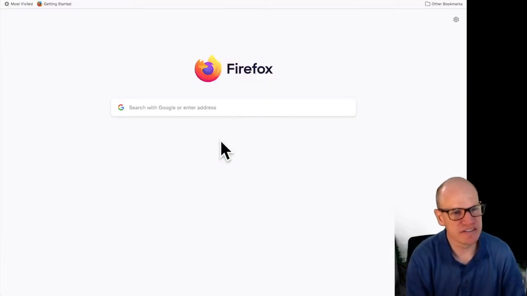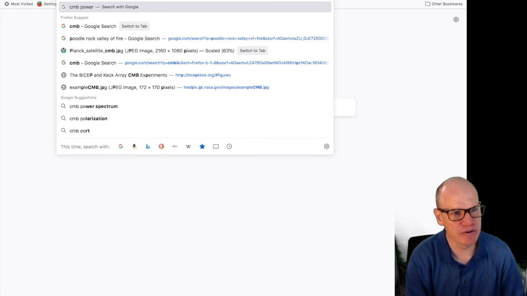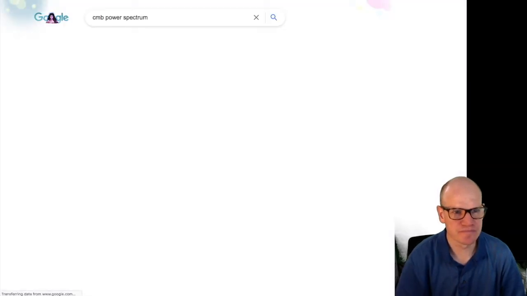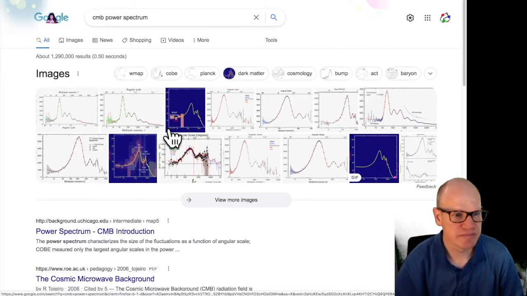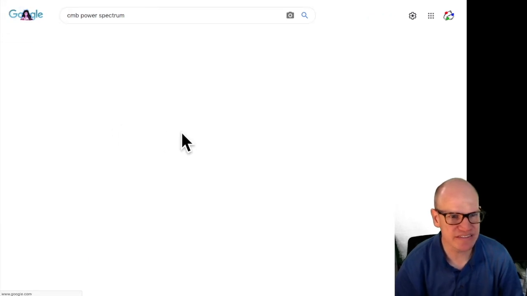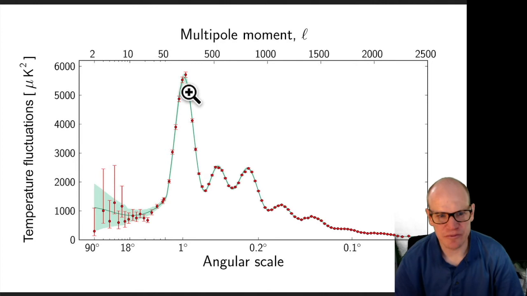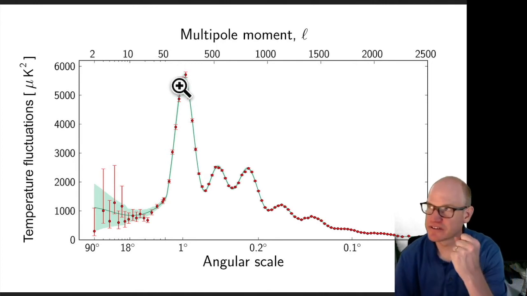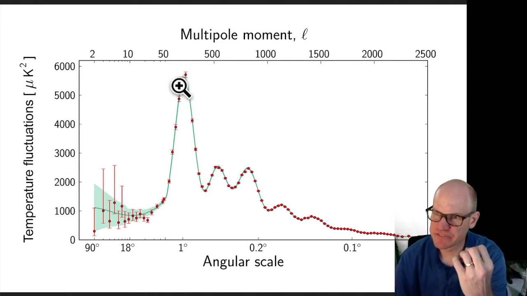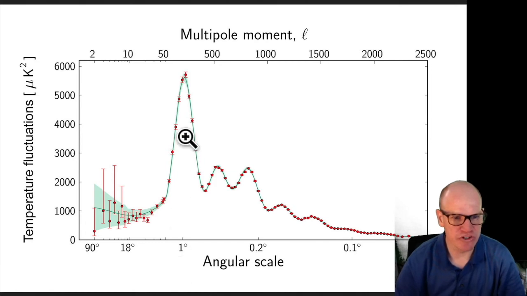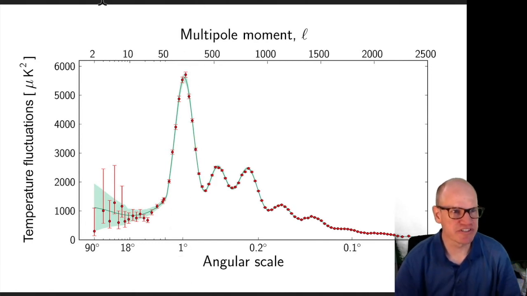So when you add up the amplitude of the wavelengths at different scales, you get the following plot. It is the CMB power spectrum. The CMB power spectrum looks like this. Okay, and the brightest point, the most prominent size, is right here at 1 degree. And that's the separation that we see here.